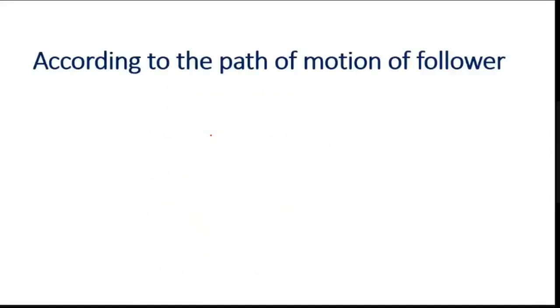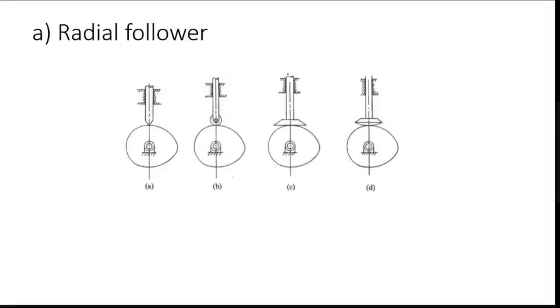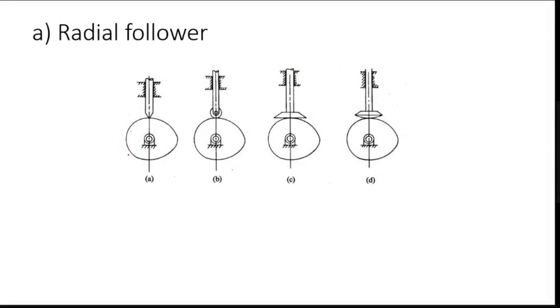Next, you have the follower motion, how the motion of the follower is acting. One is a radial follower. It is based on motion. One we call radial, the other one is an offset type of follower. So the radial follower is this. This is my cam. Based on this axis, you will have this follower. All the followers are connected with respect to that axis line. You can see that it is in line with the axis.